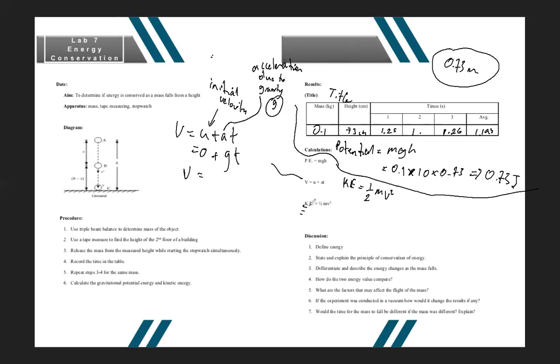We're calculating now the kinetic energy. We calculated the potential energy as 0.73 joules. Now we're calculating the kinetic energy. And this is 10 times our time. What is our time? 0.193. All right, what do we get?